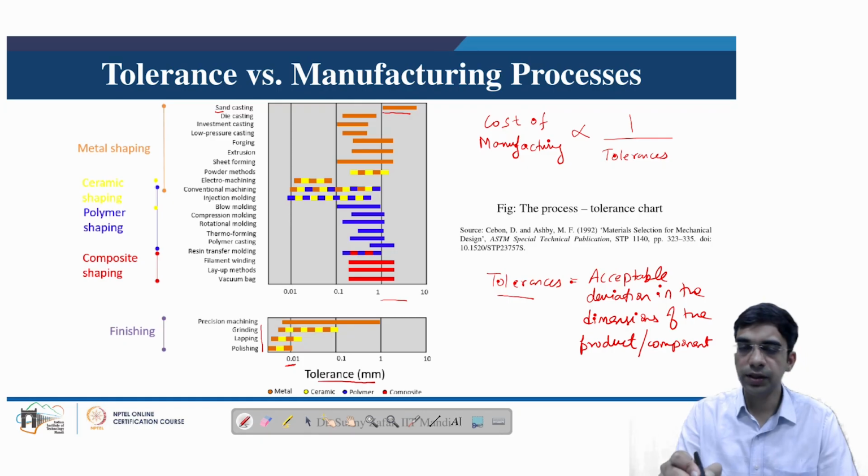So it depends on what tolerance is required in the component, because the presence of tolerance is also important from the aspect of assembly of different subcomponents, and also from the aspect of interchangeability of components which are needed for repair and maintenance.